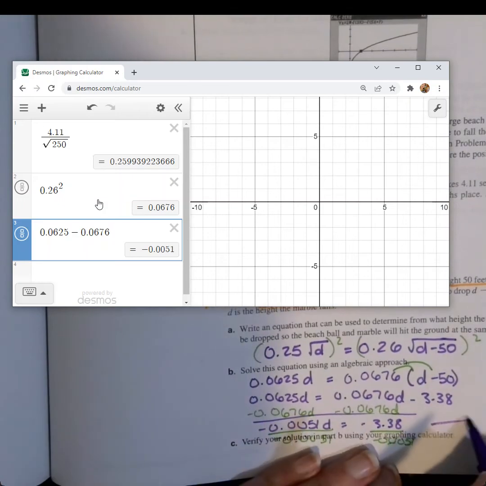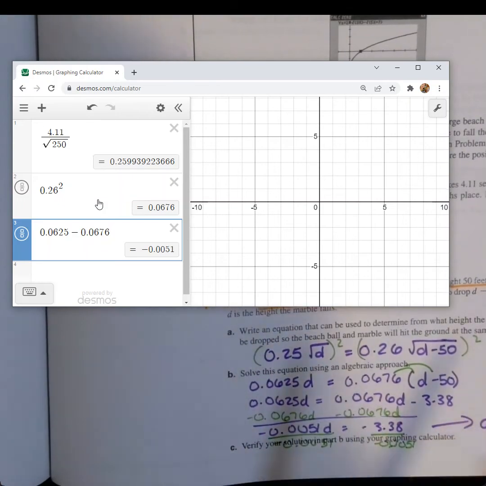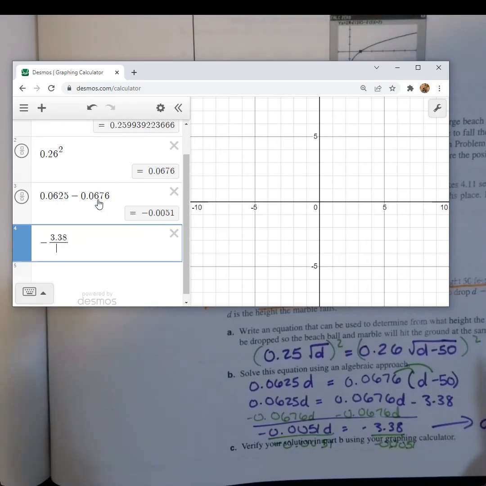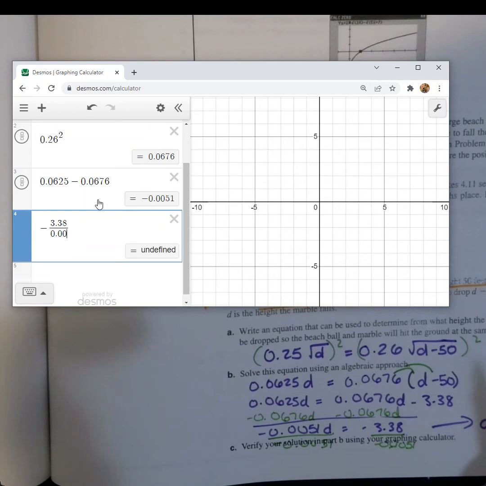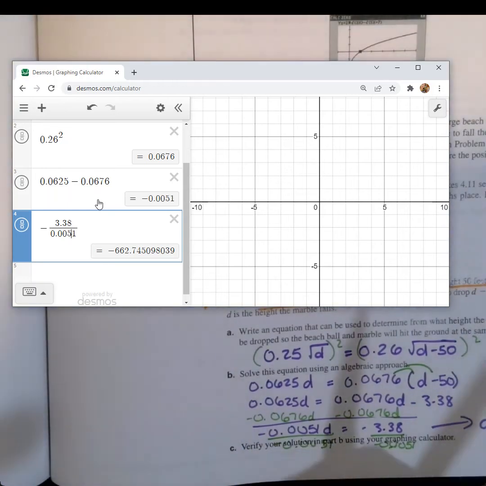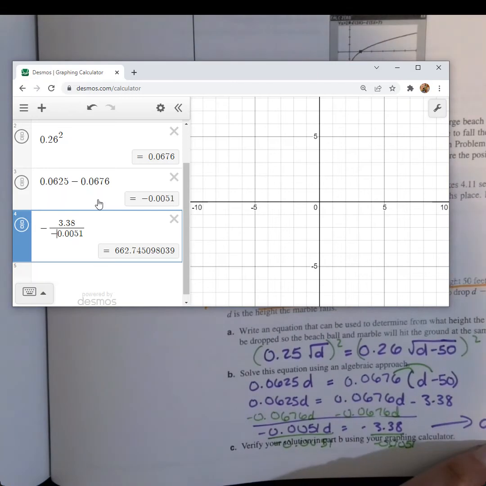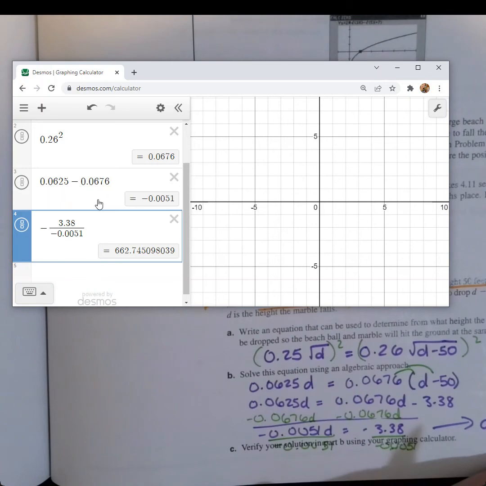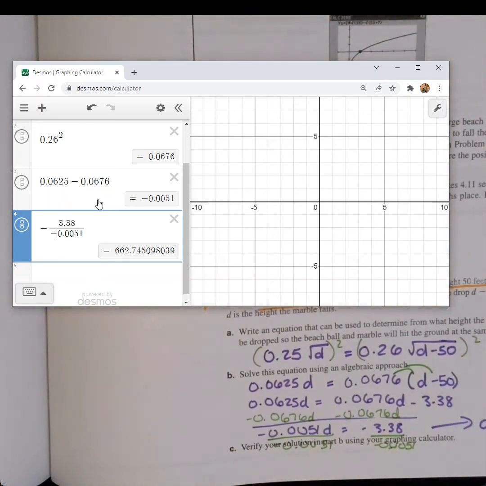All right. And that gives me negative 3.38 divided by negative 0.0051 gives me 662. I should have typed another negative here. I just forgot. There we go. Gives me 662.75. Okay, so we're at my conclusion on the other side.